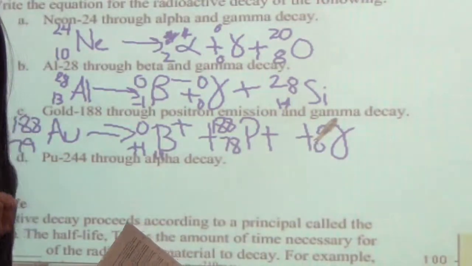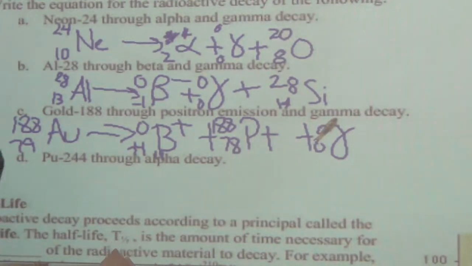Awesome. Very nice. And people will ask, does it matter where the gamma is? Does it have to be in front of the platinum? No, it doesn't. It doesn't matter. It can be on either side. So she's got the 188 and the 78 for the platinum. Awesome. Very nice. Good job.